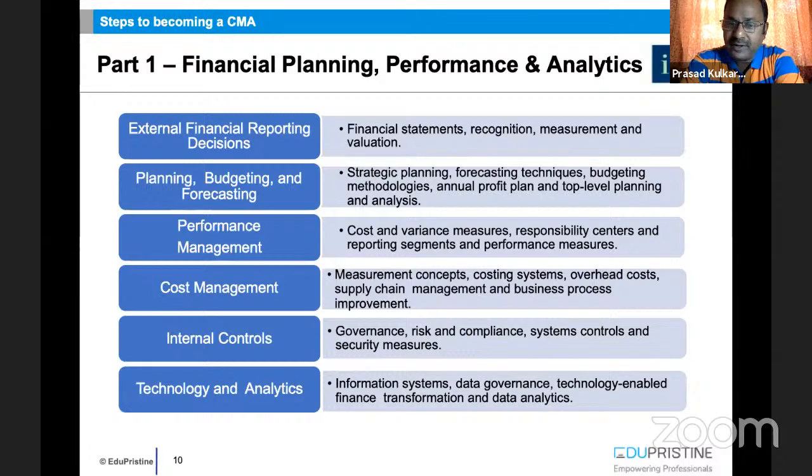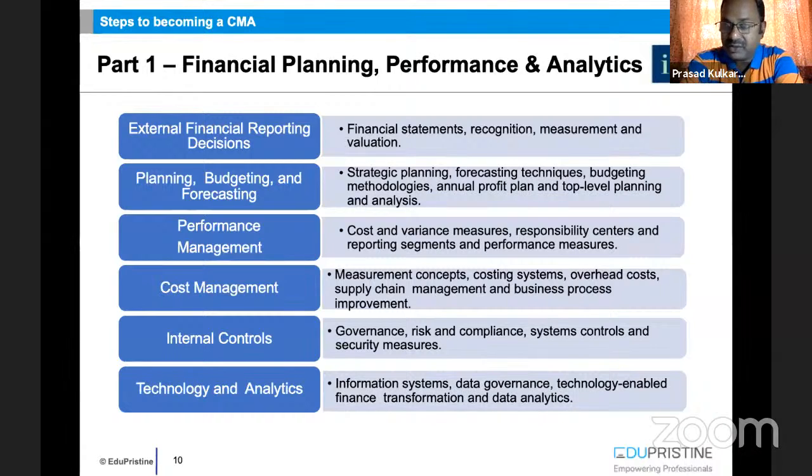Technology and analytics, information systems. What is the meaning of data, information, knowledge, etc. will be covered over here. What is an information system? What are the different angles to information system? What is data governance? How do you manage data? How do you maintain the integrity of the data?